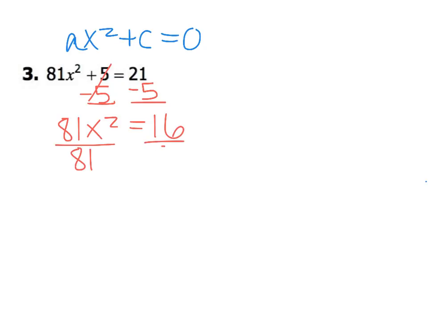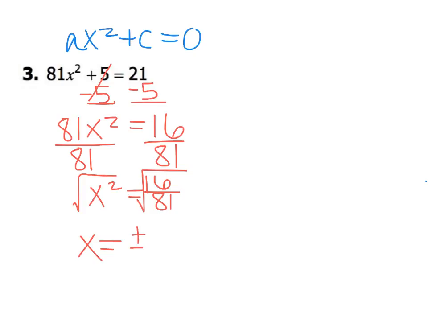Divide both sides by 81, and we're left with x squared equals 16 over 81. Now we want to take the square root of both sides, so we're left with x equals plus or minus the square root of 16 over 81. Now we know we can break this down, right?